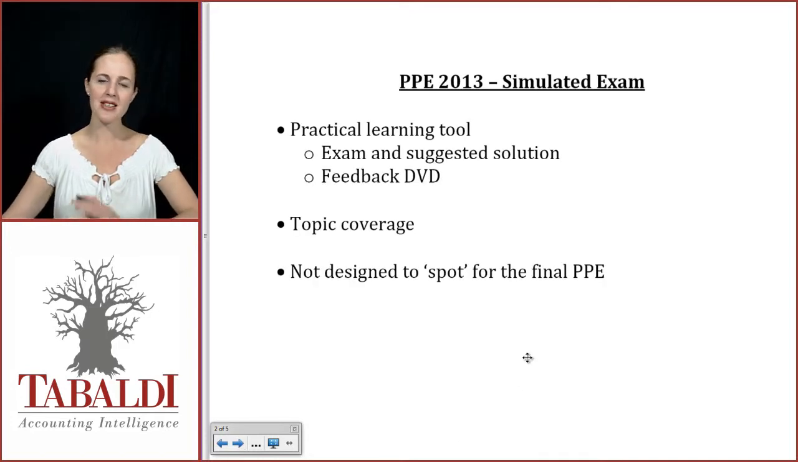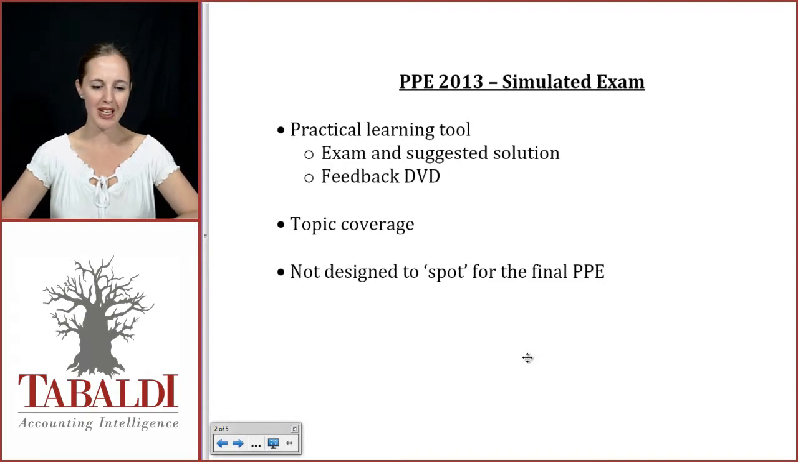To this end, please understand that the exams and the sim exams I've put together are very, very much intended to be practical learning tools. This is not supposed to be an example of exactly the type of exam you'd see on the day. The levels are there, the level of application is there, the topic coverage is probably a little bit higher. This is not intended to be a spot for the exam.